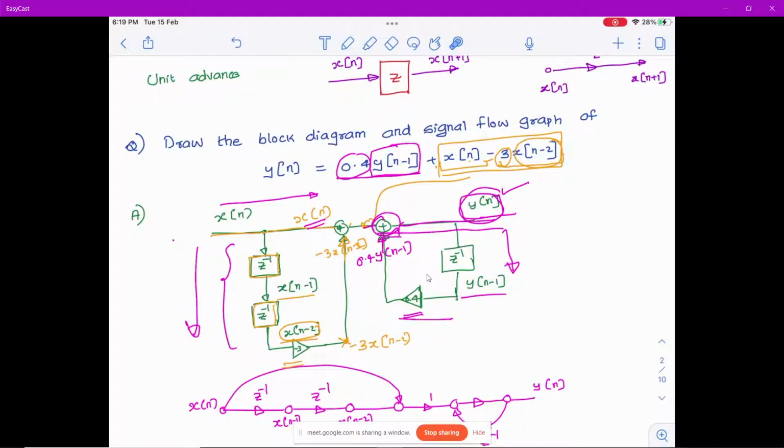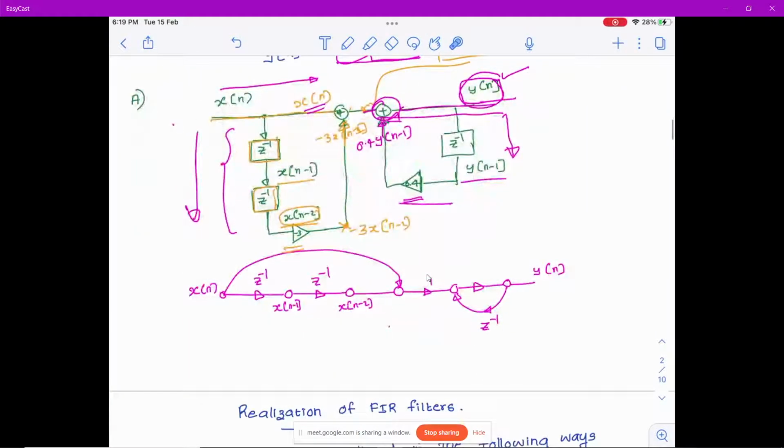So again, IIR or FIR, it needs to be drawn properly or in a systematic way.